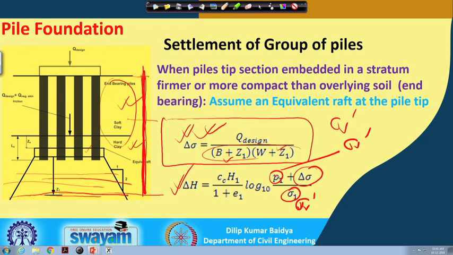So, this sigma v dash plus delta sigma is the effective stress after application of the load through the foundation, and this is the effective stress before application. So, that is P2 by P1, the log formula. The same thing can be used, and one can find out the consolidation settlement of the compressible layer. So, this is the model where you have to consider the equivalent raft at the pile tip. So, two options: either at 2/3 height or at the pile tip.